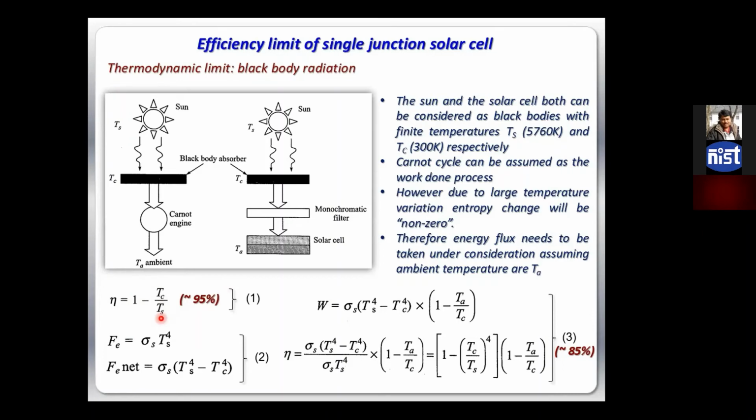there is no change of entropy, right? But when we are talking about a system of such different temperatures, almost 5000, 6000 degrees Kelvin versus 300 Kelvin, we cannot assume that the entropy is not changing. So it is always non-zero.